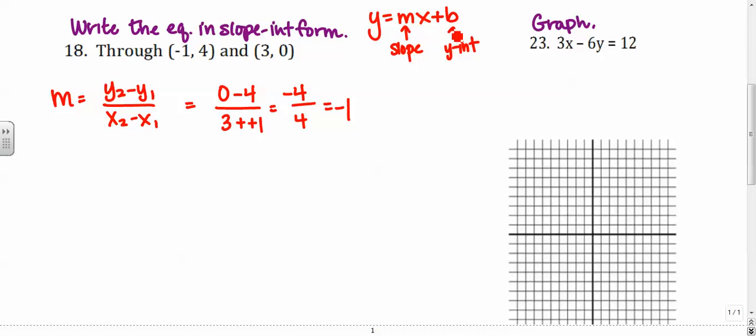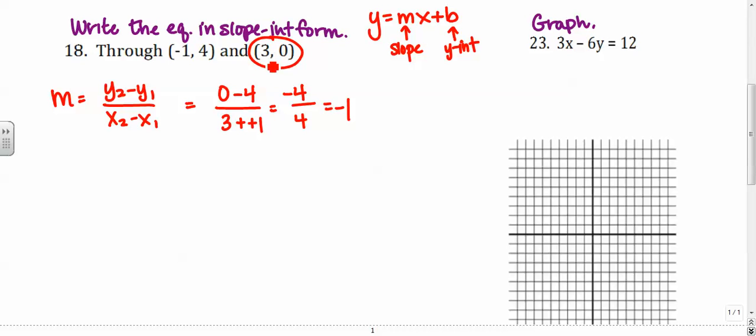So the m's taken care of, but I still need b. So now is where you get to make a choice. Either choose the first point to use in your formula or the second. I normally like to use things that have zeros in them, but really it does not matter. You're going to get the same answer regardless of which point you choose. I'm going to pick the 3, 0.